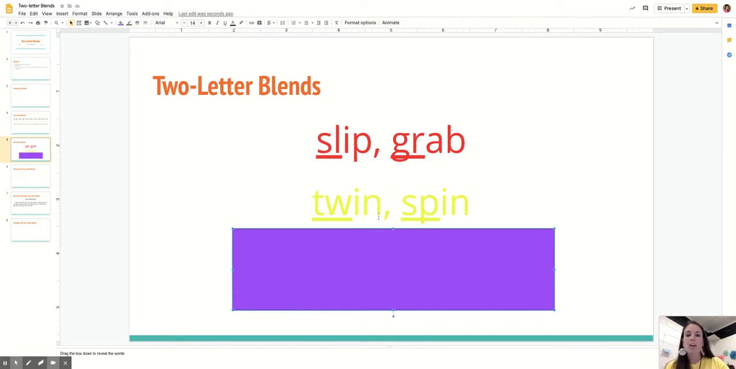Twin. Twin has the TW at the beginning of the word. Let's go to the next word. Get ready to break it up. Spin. The SP at the beginning of the word has the blend. All right, now let's go to the very last words.